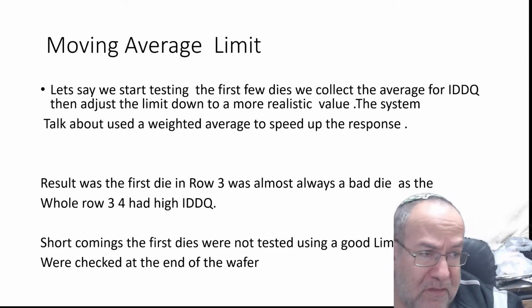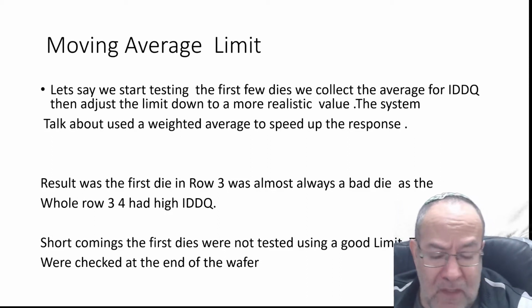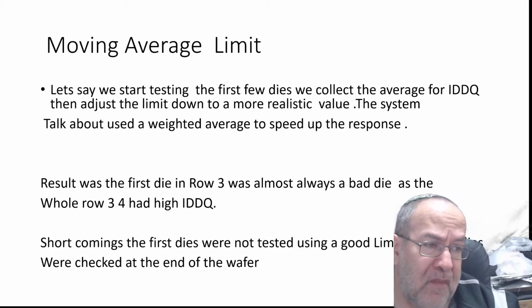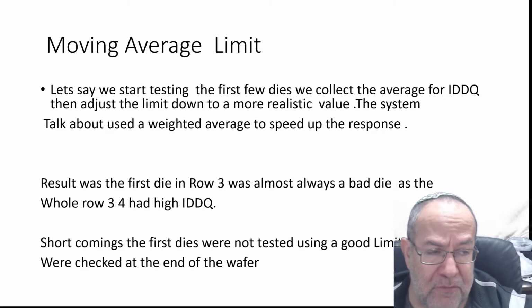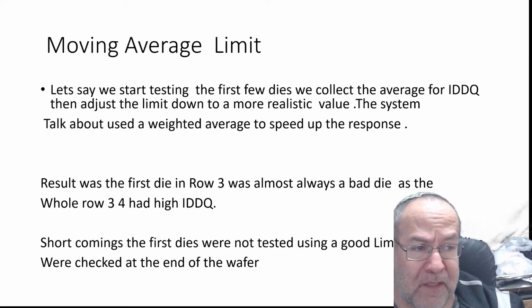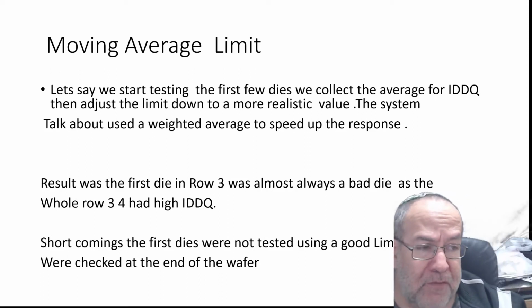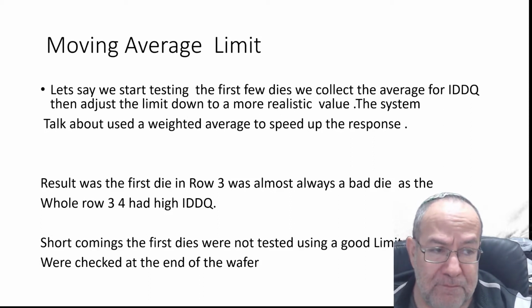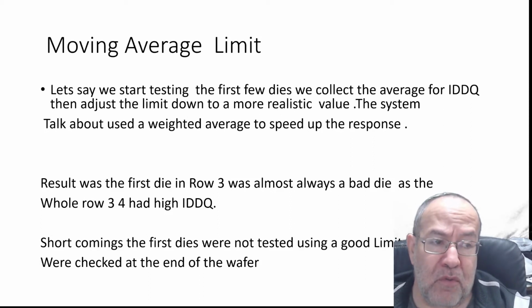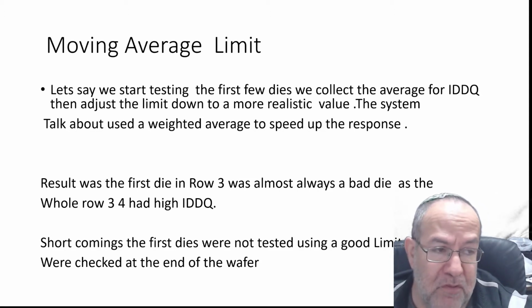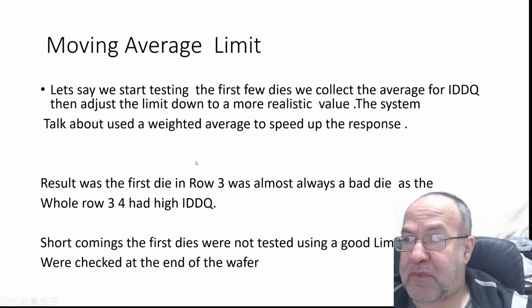What was done at Fab 8 where I worked was they took a moving average of the first few dies on the wafer and created an average. The average was weighted so that the previous die had more weight than the dies before that. The reason being is you want a relatively quick response.